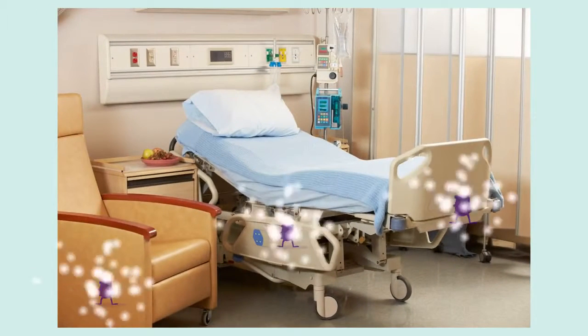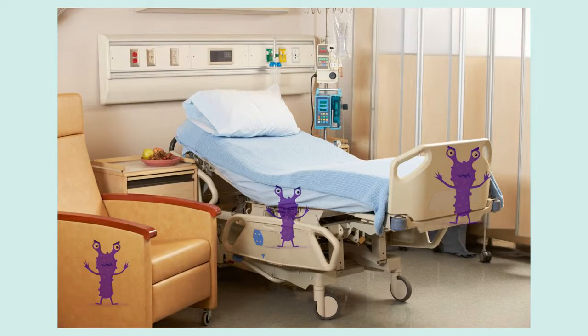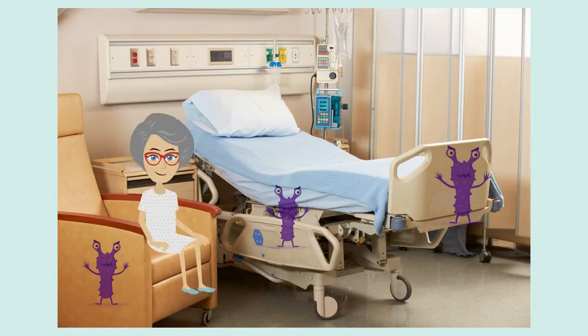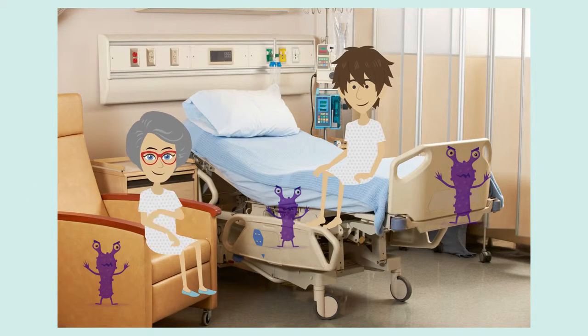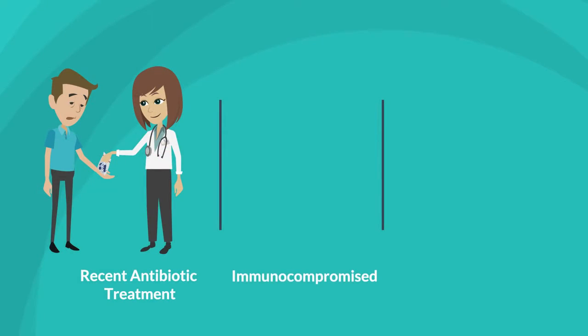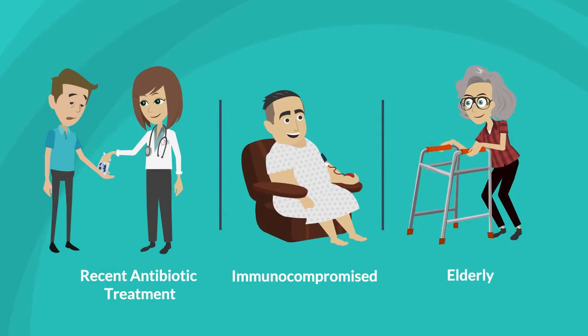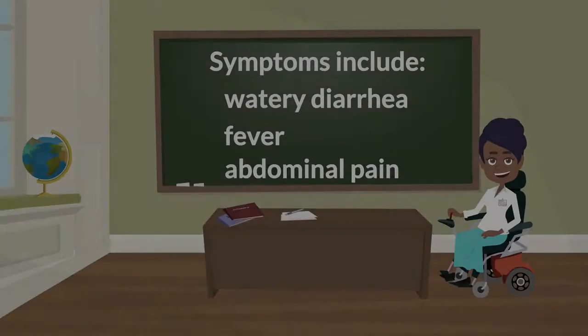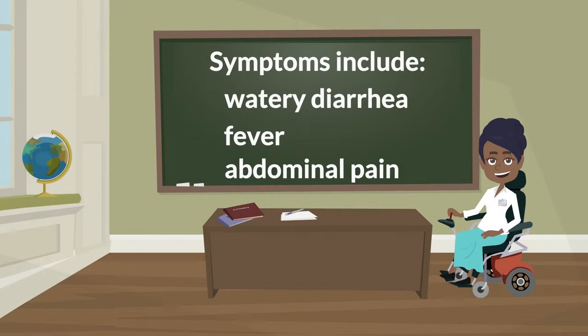C. diff spores can survive on environmental surfaces for months at a time. New infections can occur when the spores from an infected individual find their way into the stomach of another vulnerable patient. Recent antibiotic treatment, being immunocompromised or elderly, place patients at highest risk. C. diff infections can be mild to life-threatening. Symptoms of infection include watery diarrhea, fever, and abdominal pain.